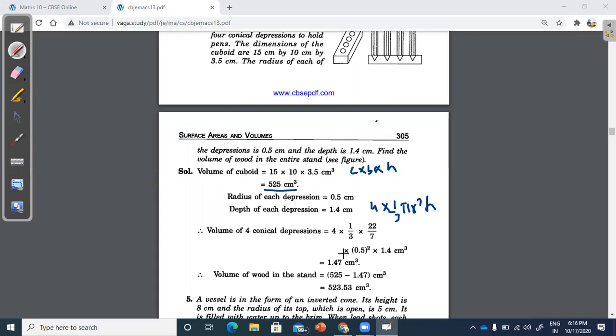I'll get 1.47. So the total volume of the wood is 525, and the 4 cones together is giving me 1.47. So when I subtract this, I'll get 523.53. Okay, this will be the volume of the wood that will be on the stand.